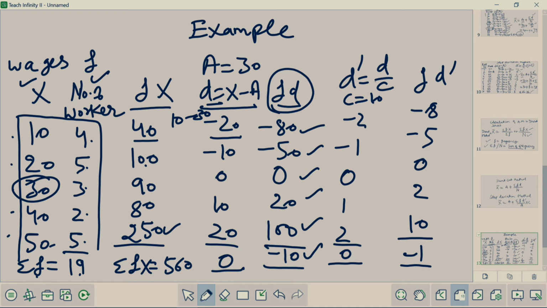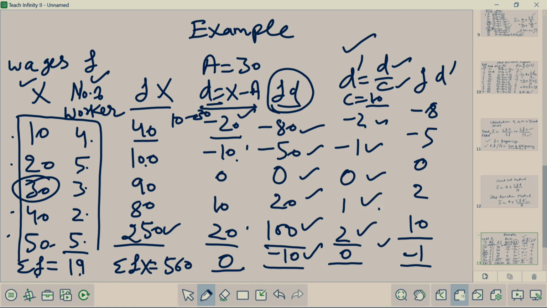Now for the step deviation method we need d dash. So how do we calculate d dash? We have d: minus 20, minus 10, 0, 10, 20. You can see easily that 10 is a common factor here. So d divided by c, c is 10. Minus 20 divided by 10, minus 2; minus 10 divided by 10, minus 1; 0 will be the same; 10 divided by 10, 1; and 20 divided by 10 is 2.